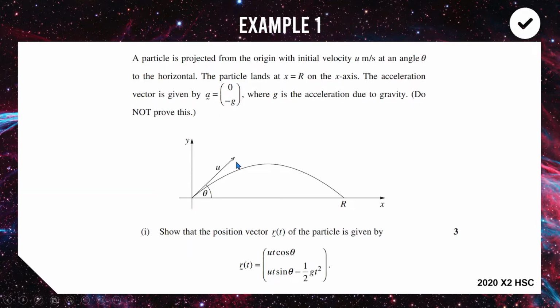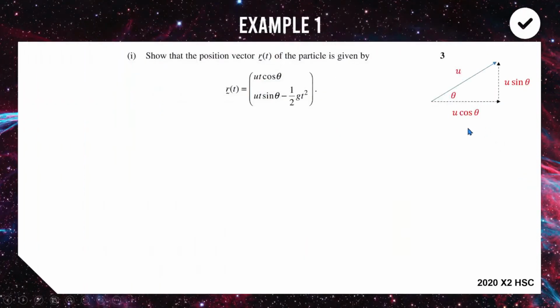So from this and the initial conditions of 0, show that the position vector is given by this. Quite often in questions, they will give you the equations for x and y. In this question for 3 marks, they're asking us to derive them by going from acceleration through to velocity up to displacement. So let's do that. An important part of this is setting up your initial conditions for velocity. So our initial velocity of the particle is u. We're going to split this into a triangle where the angle of projection is equal to theta.